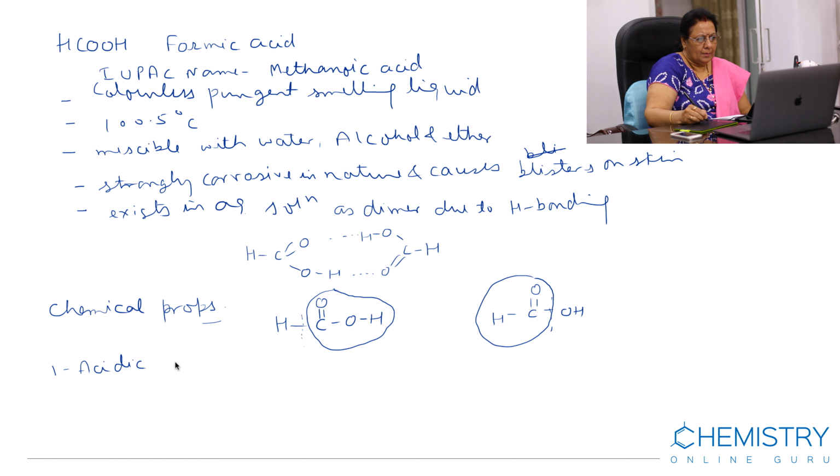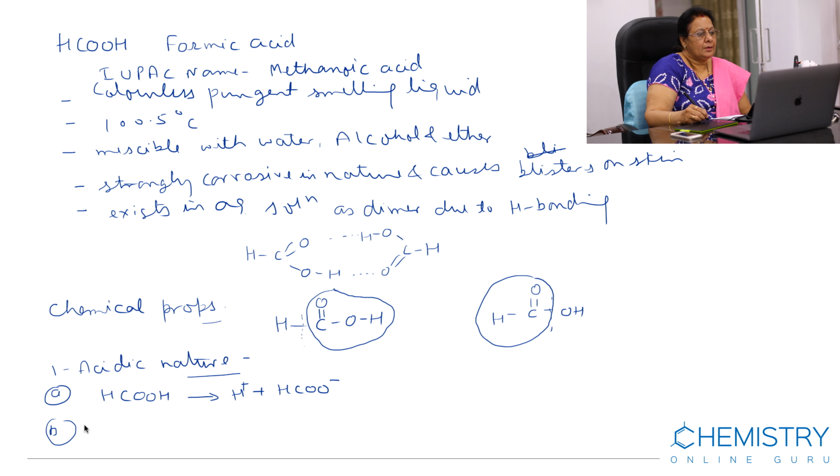First of all, acidic nature. It is a monobasic acid. In aqueous solution, it gives H ion and formate ion. Monobasic acid because it gives one H ion in aqueous solution.